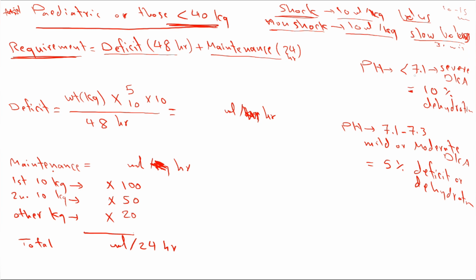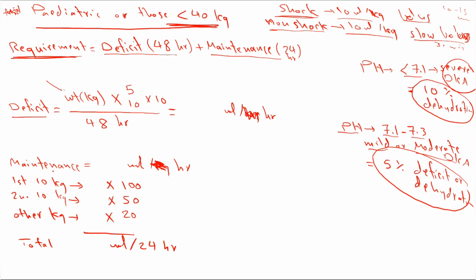If the pH is less than 7.1, it means that this is a severe DKA. In a severe DKA, you have to assume that there is a 10% deficit or 10% dehydration. If the pH is between 7.1 and 7.3, it means that the patient has mild or moderate DKA. In mild and moderate DKA, whatever the type, assume a 5% deficit or dehydration. So the deficit will be calculated like that.